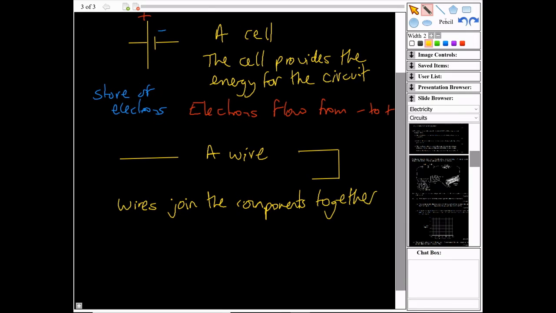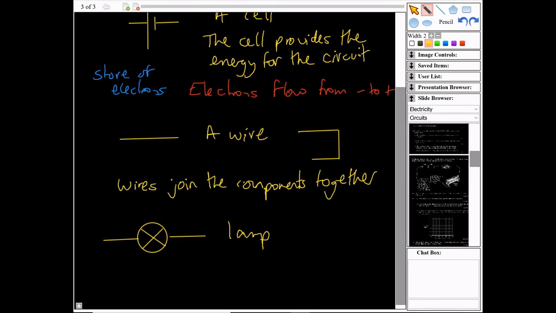Okay, next I'm going to have a lamp. So a lamp is drawn like that. That's a lamp, and what that does is it lights up when there's electricity passing through it.